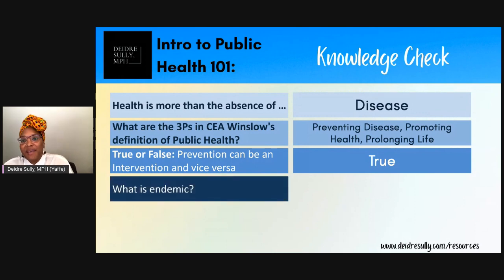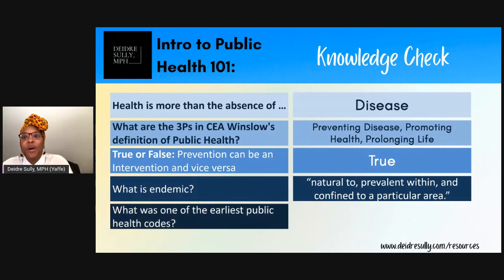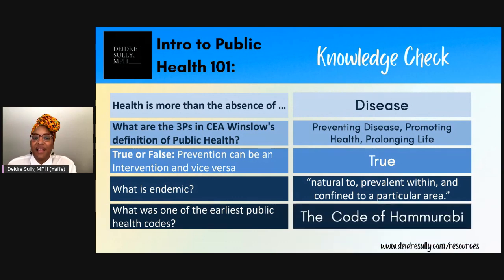What is endemic? Do we remember what endemic is? So if you said natural to, prevalent within, and confined to a particular area, you would be correct. And our last knowledge check question, what was one of the earliest public health codes? If you said the Code of Hammurabi, you would be correct.